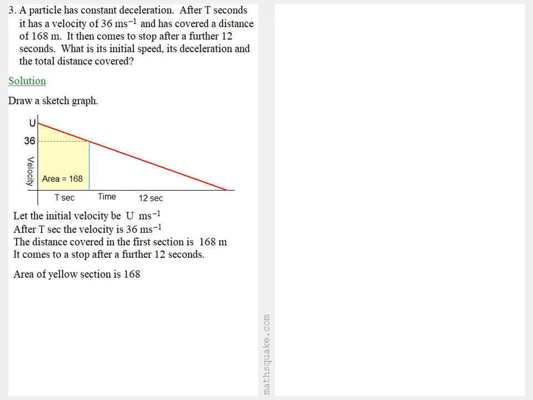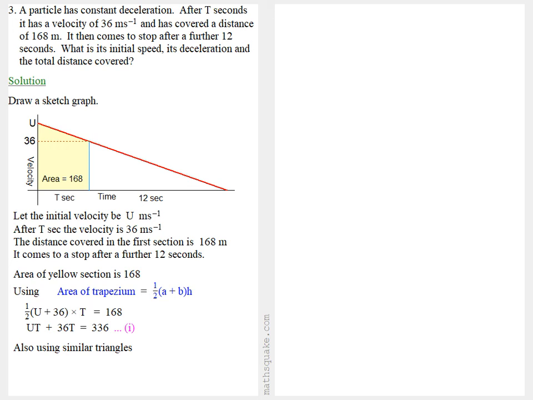Now we know the area of the yellow section is 168. Using the area of a trapezium, a half a plus b times h, we have a half into u plus 36 all times t is equal to 168. Or ut plus 36t is equal to 336. Now we can let that be equation 1.